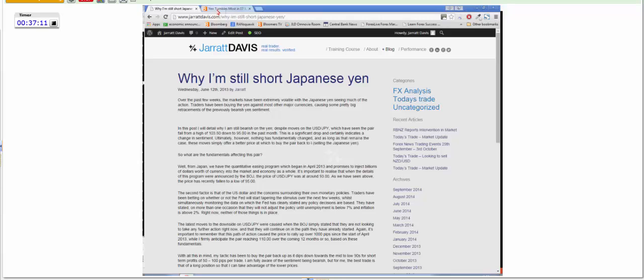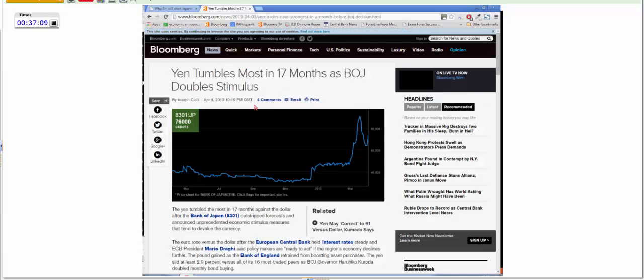So let's just look at this Bloomberg article. You can check this on Bloomberg. I'm not sure if the screen's going to share. But essentially, there it is. This is a Bloomberg article. You see, the yen tumbles the most in 17 months on Bank of Japan double stimulus. This was posted in Bloomberg on April the 4th, 2013. Okay.